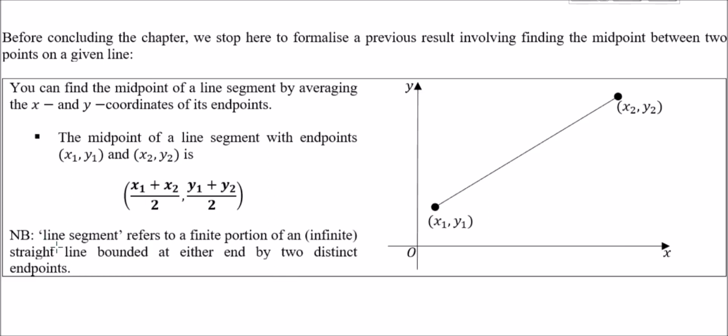All we mean by line segment is that technically a line could be infinitely long. So a line segment is just a finite portion of an infinite straight line bounded at either end by 2 distinct endpoints, which we ideally would know. So it's just like a portion of a larger line. Nothing to get too caught up by.